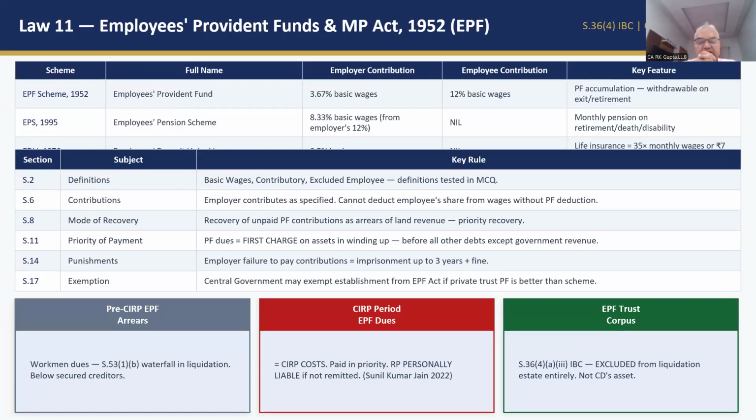Employees Provident Fund and Miscellaneous Provisions Act. EPF scheme. Employer's contribution here is 3.67% of basic wages, and 8.33% goes into the Employees Pension Scheme. In case of employee contribution, 12% of basic wages go to the Employees Provident Fund.